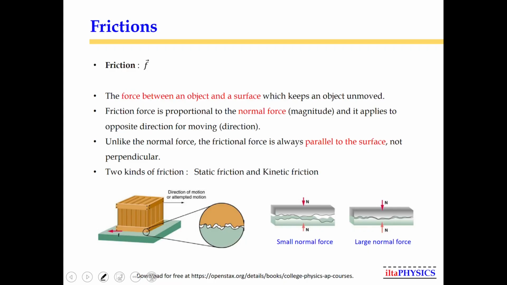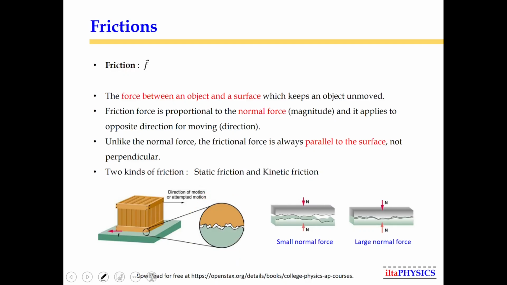Let's look at the picture below. There's a box on the floor, and you're trying to pull it to the right. Friction tries to stop that motion, so it acts to the left. Why does friction happen? Well, look at the zoomed-in part of the diagram. Even if a surface looks smooth, it's actually kind of bumpy on a microscopic level. Those little bumps get caught on each other, and that's what causes friction.